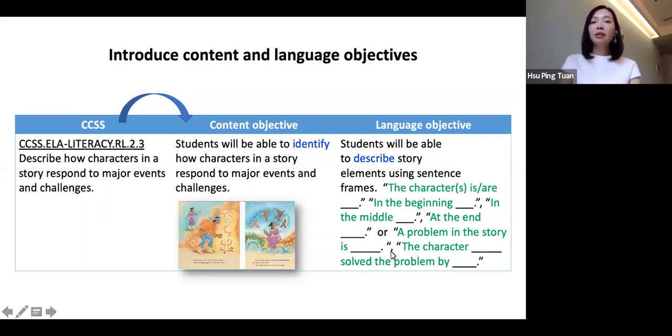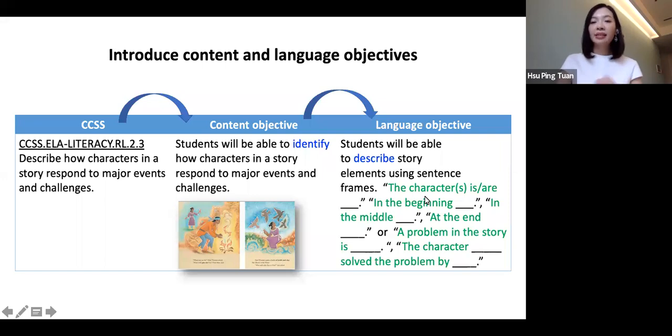And then here comes the language objective. Please remember, the language objective needs to be aligned with the content objective. That is, these two objectives need to be closely related. So my language objective is that students will be able to describe story elements using sentence frames. You will see the sentences in green. Here are the sentence frames.